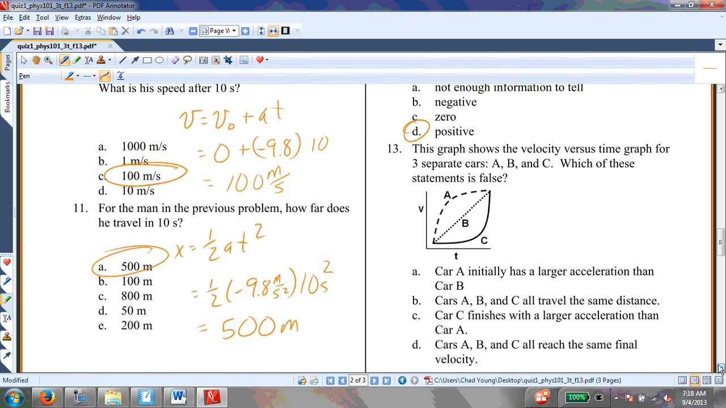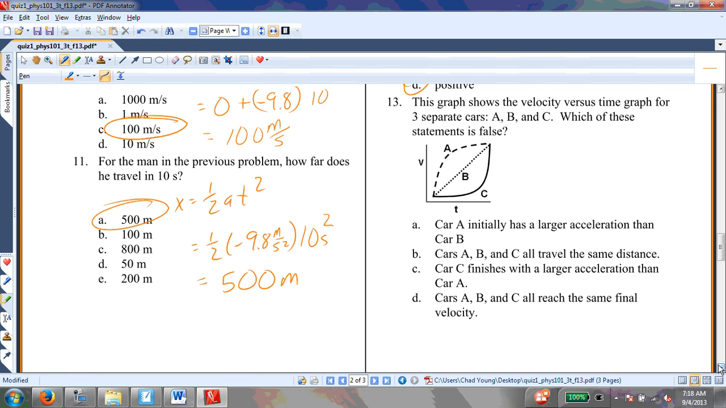This graph shows the velocity versus time graph for 3 separate cars, A, B, and C. Which of these statements is false? All right, car A initially has a larger acceleration than car B. The acceleration is given by the slope. You see the slope there is bigger than it is there, so that one is a true statement. Cars A, B, and C all travel the same distance. That is not true. Car C travels the area under that plot, car B travels the area under that plot, and car A travels the area under that plot. So car A travels a much further distance. So that is the correct answer because it's an untrue statement.